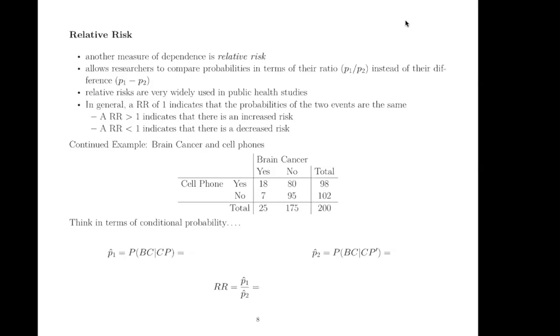So just going back to our brain cancer example, if we were to think about this in terms of conditional probability, we're going to bring us back to our probability days a long time ago. But if I wanted to say, just for those that own cell phones, so let's look just at this row for those that own cell phones. Those that have brain cancer, there's 18 of them, right? So I'm going to have 18 of them out of 98.